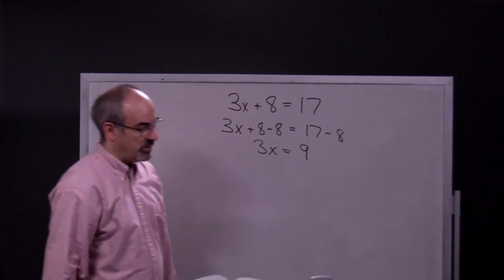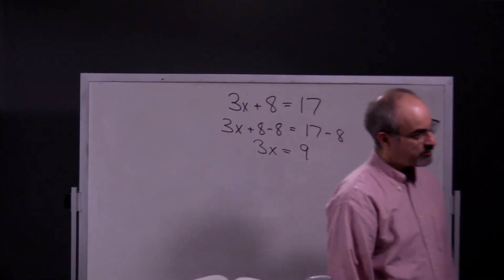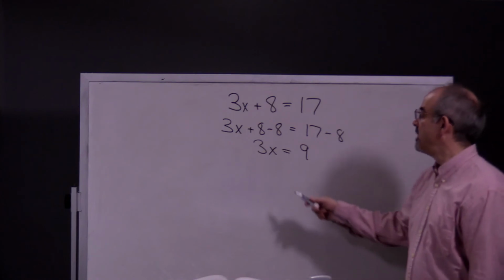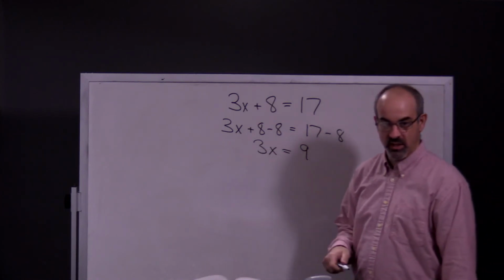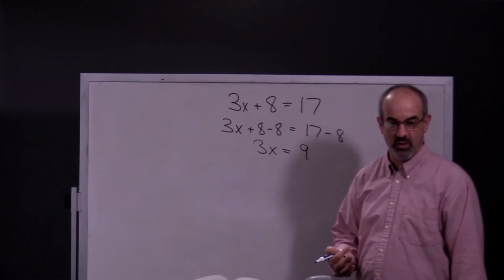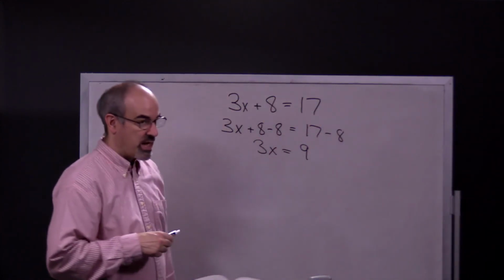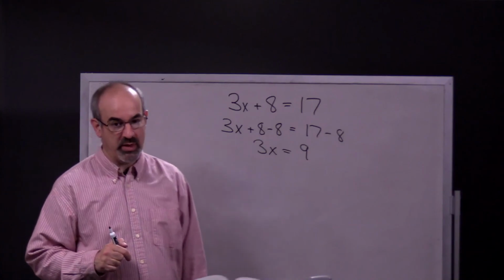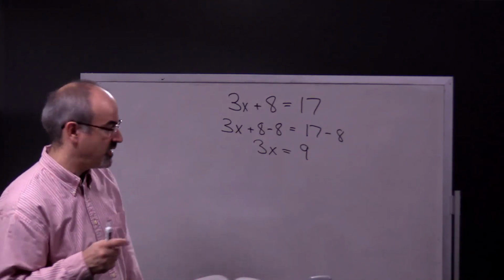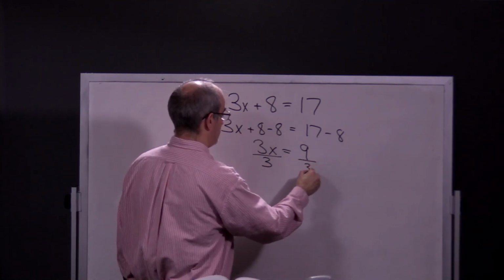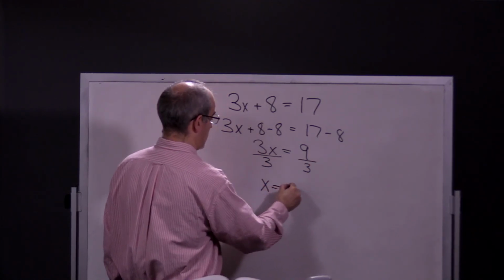So this means, remember, when you write 3x, it means 3 times x. So the x is being multiplied by 3. We want to undo that because we want x by itself. So the inverse operation to multiplication is division. So we have to divide by 3. x equals 3.